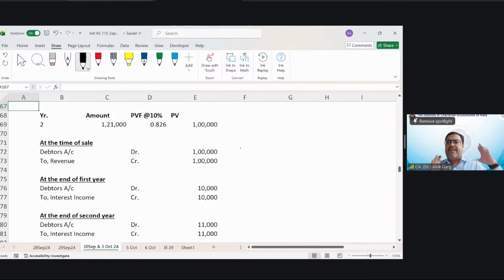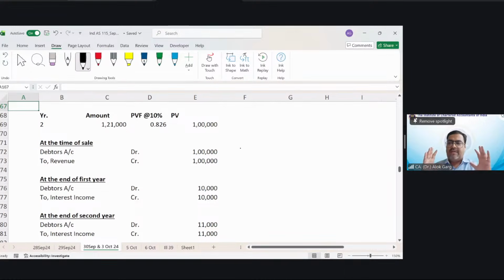This 5-step model is the heart of Ind AS 115, and this has to be entered in your heart also, right? Identify the contract with the customer, identify the performance obligation, then determine the transaction price, then allocate the transaction price on the basis of the standalone selling price of the performance obligation, and recognize revenue at a point in time or over a period of time.